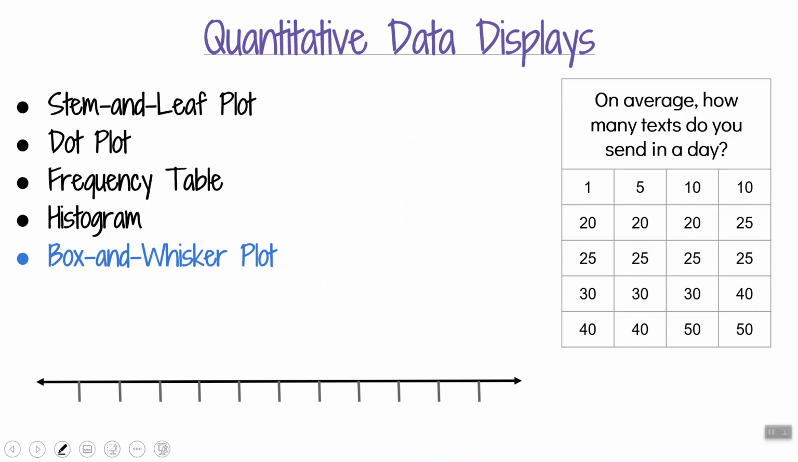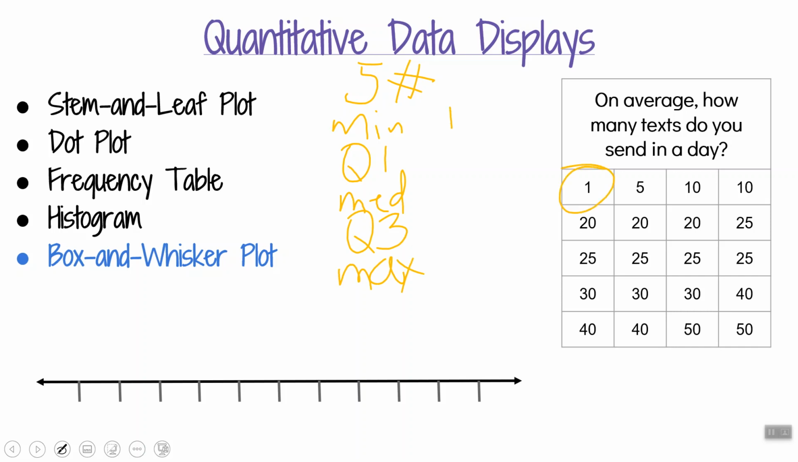The last quantitative data display is a box and whisker plot. A box and whisker plot is based off of something called the 5-number summary. And the 5-number summary is a min, the Q1, median, the Q3, and the max. We discussed those last week, I believe. So this 5-number summary, your min is 1, your max is 50. The median is the average between the 10th and 11th value because we have an even number of values, 20 values. The middle is going to be between 10 and 11, so that median is 25.